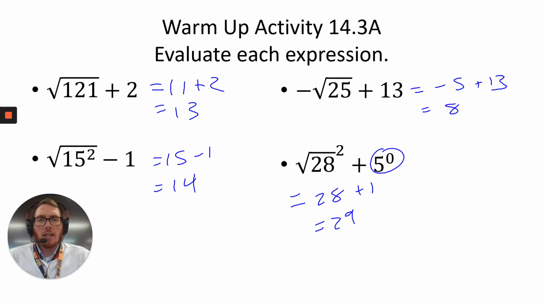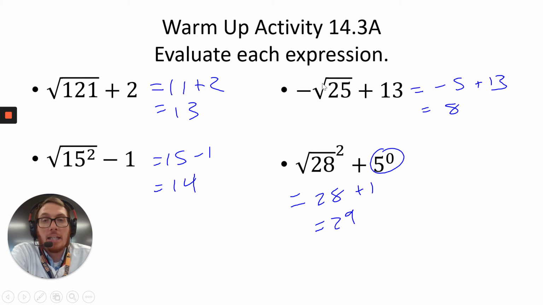The first thing that we're going to look at is dealing with square rooting and squaring. Remember, a square root you can find by figuring out what number times itself equals that answer. So the square root of 121 is 11 because 11 times 11 is 121. And then I add 2 to it, so it's just 13 because 11 plus the 2 is 13.